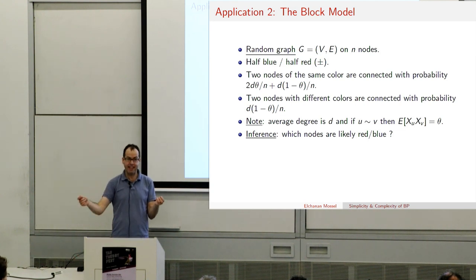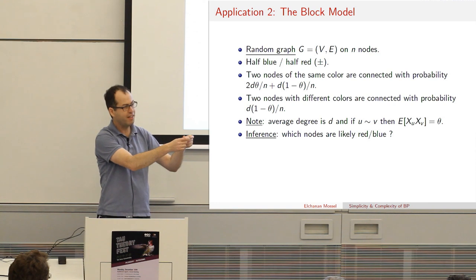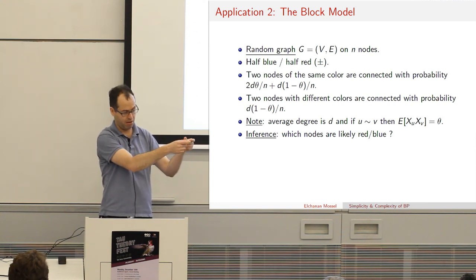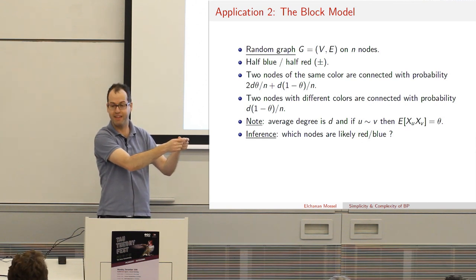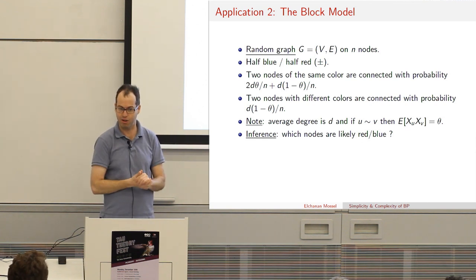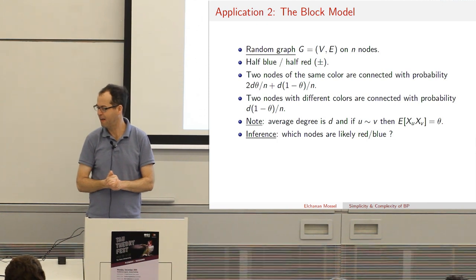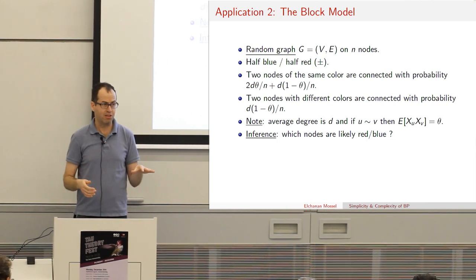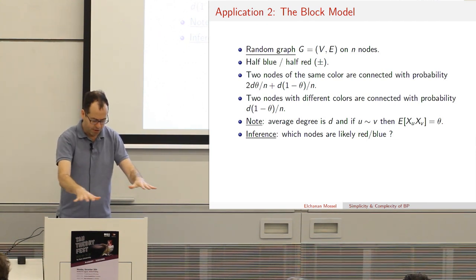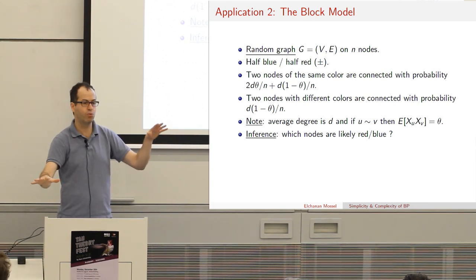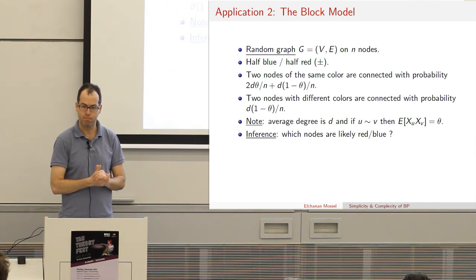And I want the theta to be the same theta that we had before, such that if U and V are neighbors, the probability that the color of U is equal to the color of V is the same as in the tree process. So the expected value of X_U times X_V, where each is plus or minus 1, is going to be theta, which is exactly the same theta that we saw in the tree. That's the reason I chose this parameter. And now the inference problem that we're going to be interested in: I'm going to give you an instance of the graph, no colors whatsoever, and I'm going to ask you which are red and which are blue. You're good? Can you solve this problem?